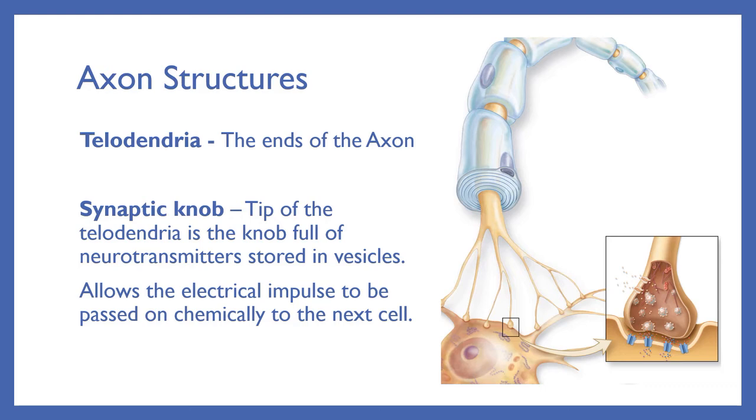Traveling down the axon, when you get to the end, is called the telodendria. That's where the axon terminates. The synaptic knob is the tip of the telodendria. That's where all of those neurotransmitters that we saw are located. It allows the electrical impulse to be passed on chemically to the next cell.